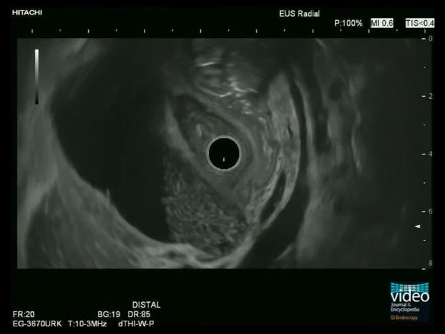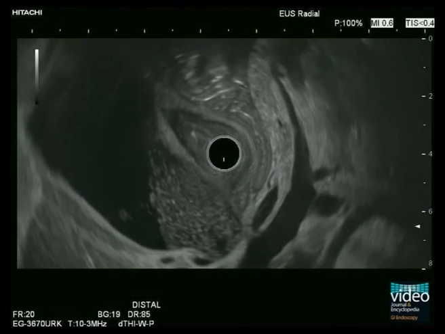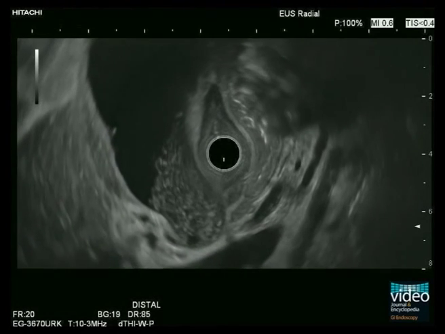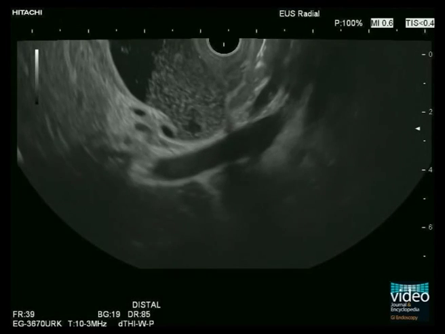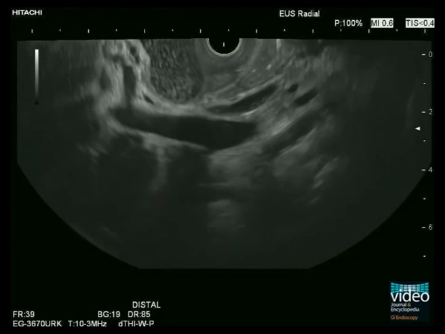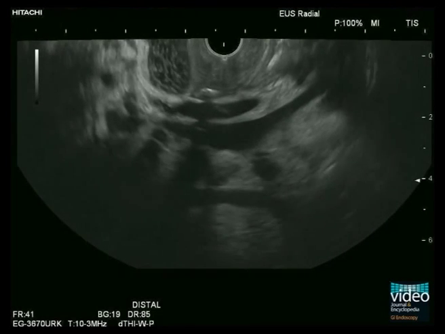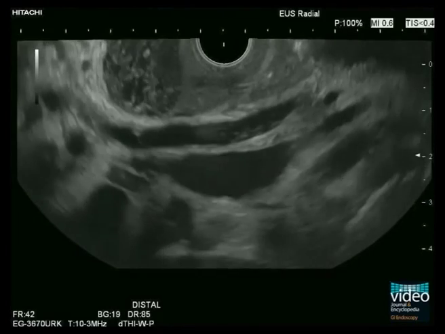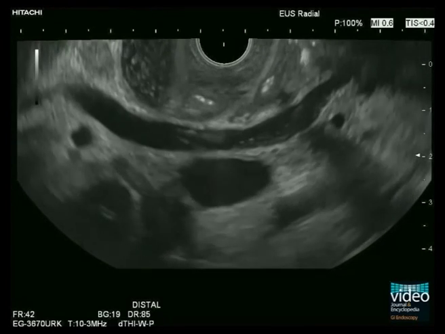Biliary sludge and crystals are one important cause of acute biliary pancreatitis. As shown in this case, examined with a radial scanning echoendoscope, EUS is able to detect not only sludge within the enlarged gallbladder, but also within the common bile duct. Please pay attention to the finely dispersed and mobile echogenic reflexes within the non-dilated distal bile duct.